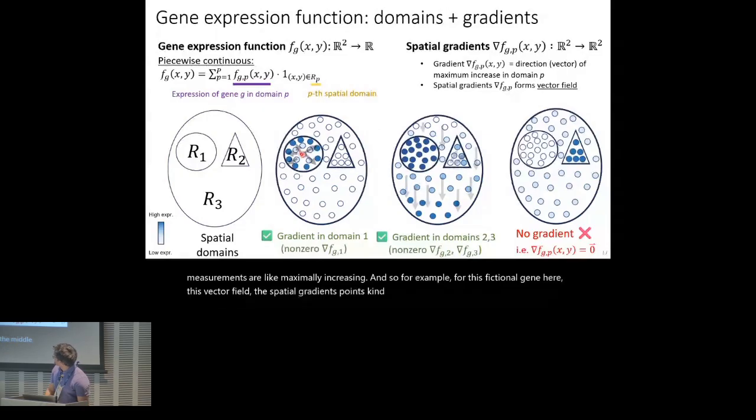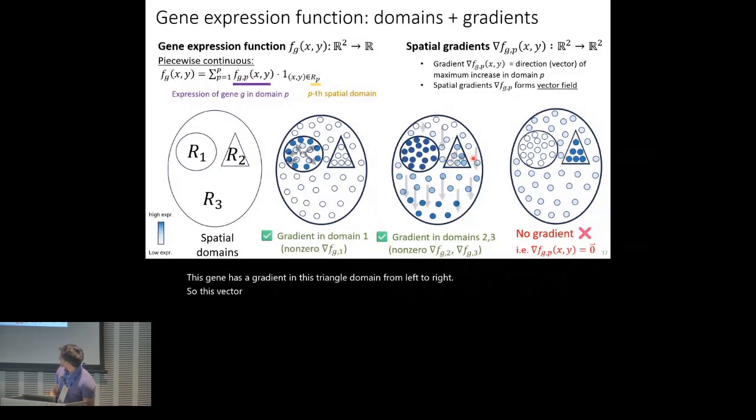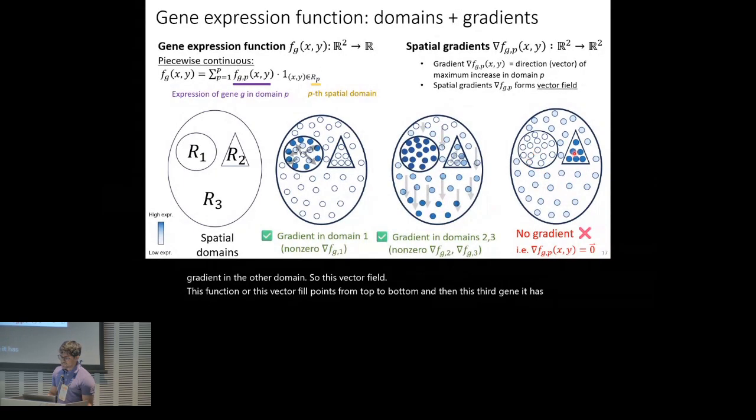Whereas for this gene, and you really have to squint to see it, this gene has a gradient in this triangle domain from left to right. So this vector field points from left to right, and it has a top to bottom gradient in the other domain. So this vector field points from top to bottom. And then this third gene has no gradient. It's constant in every domain. So all of these spatial gradients are the zero vector.